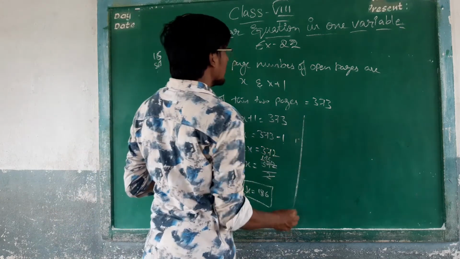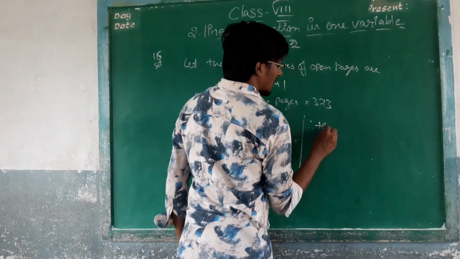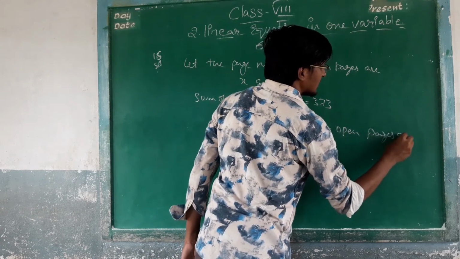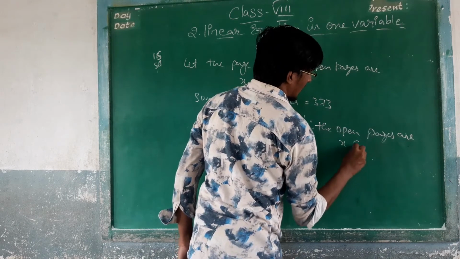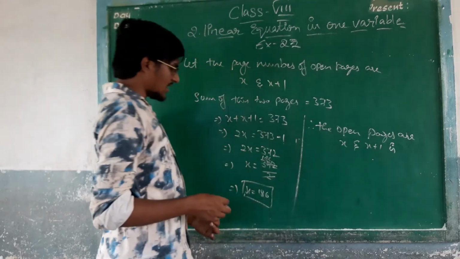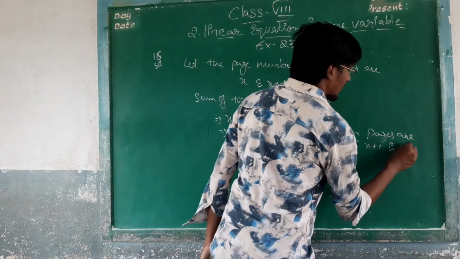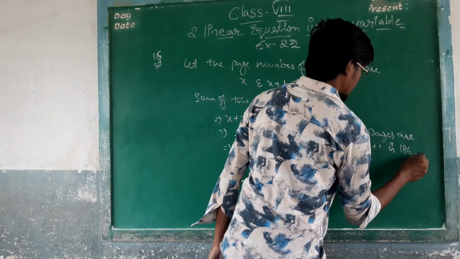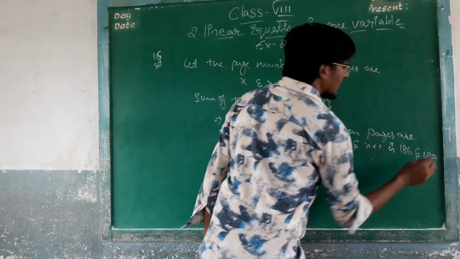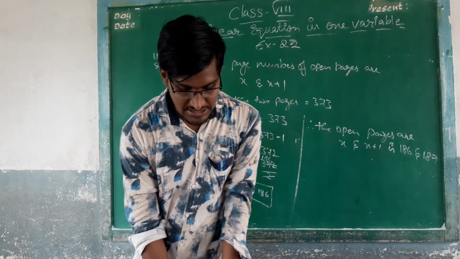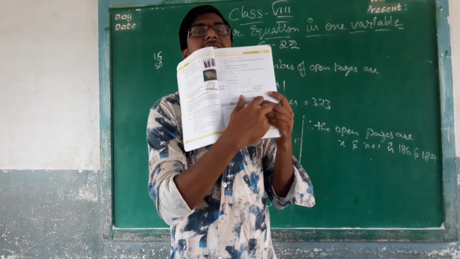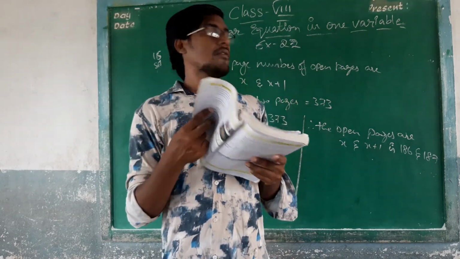Therefore, the open pages are x and x plus 1. What is the x value here? 186, and x plus 1 means 186 plus 1, 187. So the open pages of the book: this page number is 186 and this page number is 187. Okay, we have got it.